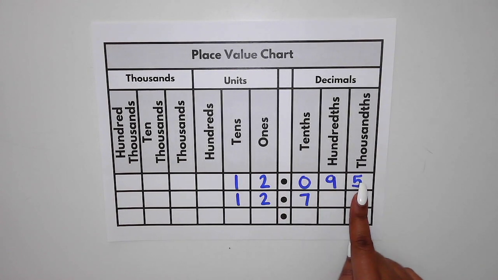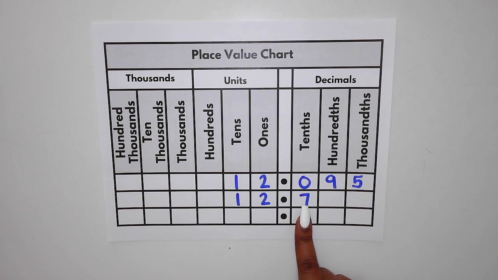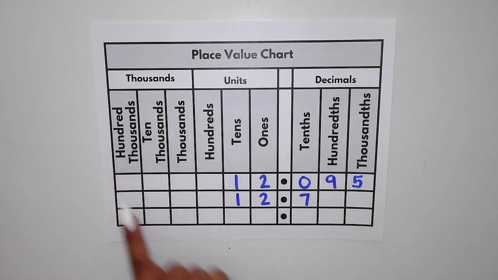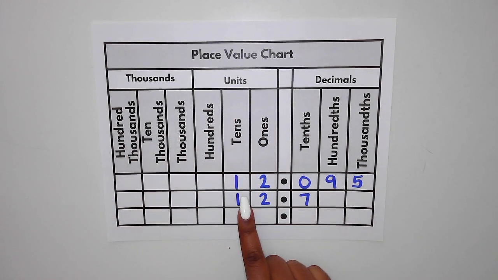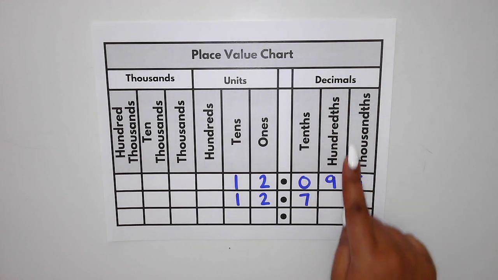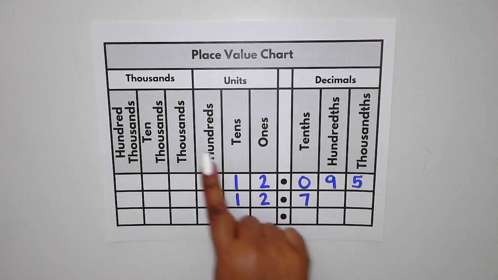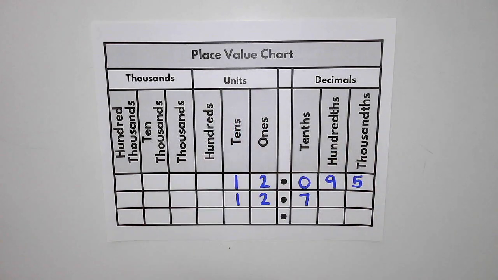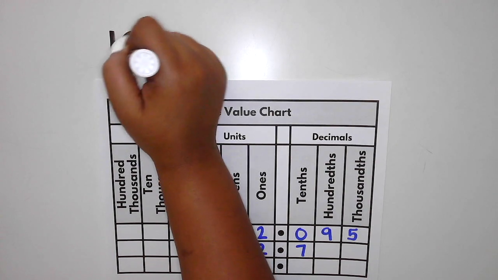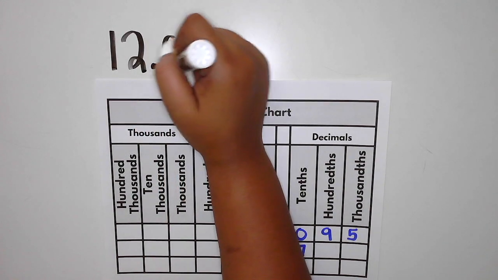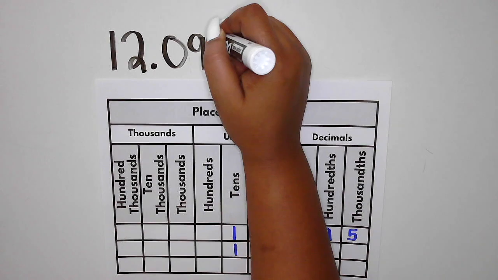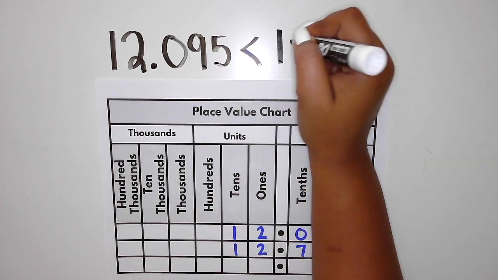The number of digits is more significant when working with whole numbers only. When there are decimal place values involved, the number of digits is not important, only the place values. So since we know that the number 12 and 95 thousandths has 0 tenths and the number 12 and 7 tenths has 7 tenths, based on place value, the number 12 and 95 thousandths is less than 12 and 7 tenths.